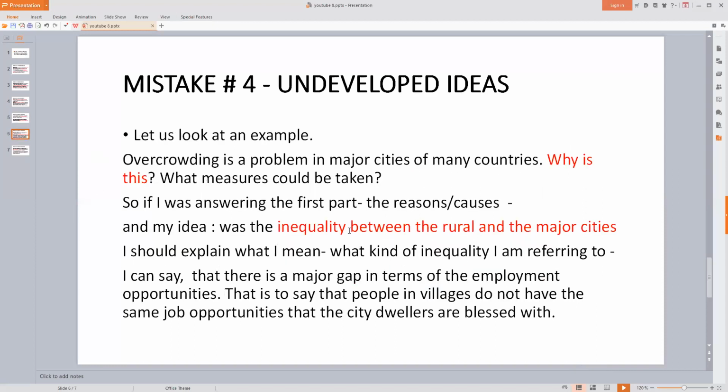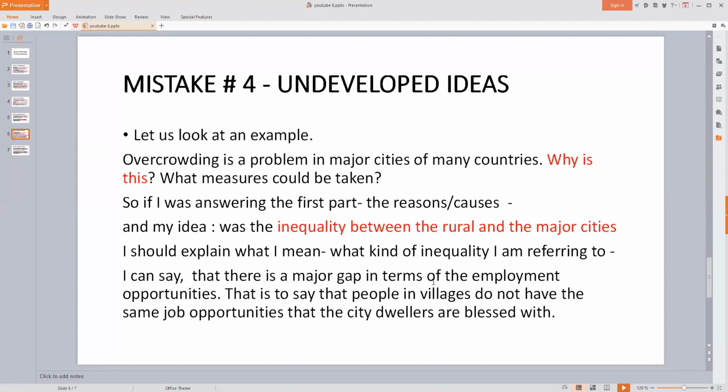Let's look at an example. Let's say you get this question in the exam. Overcrowding is a problem in major cities of many countries. Why is this? And what measures could be taken? Okay, so let's say I was answering the first part, the reasons, why overcrowding is a major problem in many big cities, okay? And let's say my idea was, I think the main reason why there is overcrowding of the major cities in many countries is because there is an inequality between the rural areas and the major cities, okay?